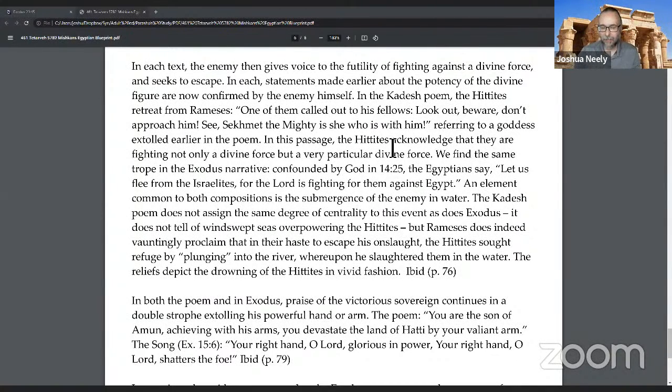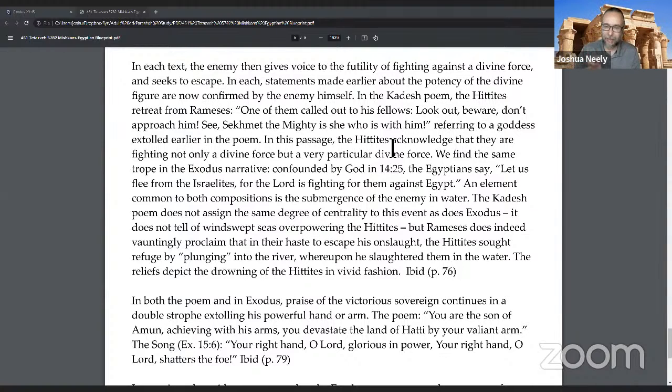The Kadesh poem does not assign the same degree of centrality to the event as does Exodus. It does not tell of the windswept seas overpowering the Hittites, for example, but Ramses does indeed vauntingly proclaim that in their haste to escape his onslaught, the Hittites sought refuge by plunging into the river, whereupon he slaughtered them in the water. The reliefs depict the drowning of the Hittites in vivid fashion. And if you downloaded the PDF, you can scroll back up and look at the rather graphic way that they are depicted being overcome by the water and the advancing Egyptians.